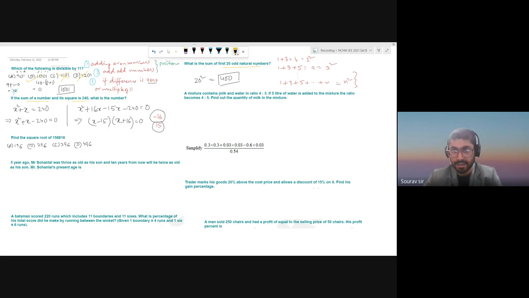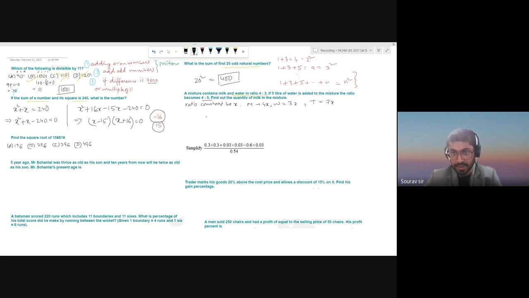All right, next question from ratio. A mixture contains milk and water in the ratio 4:3. Let the ratio constant be x. So milk we have 4x, water 3x, total mixture 7x. 5 liters of water is added to the mixture. So what is the new ratio?